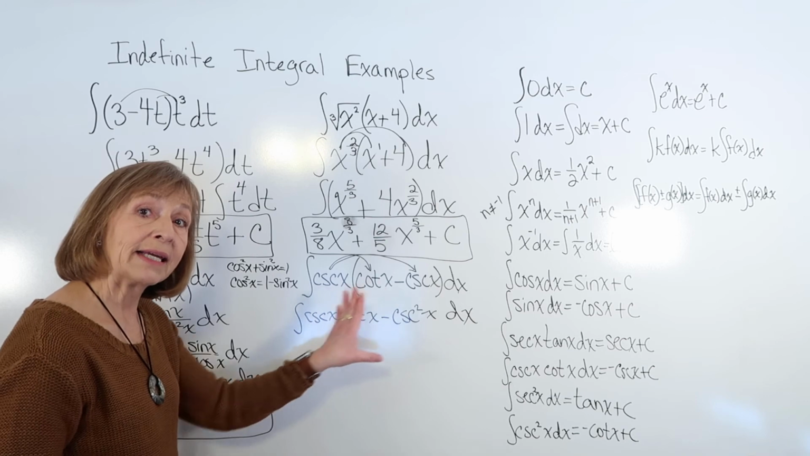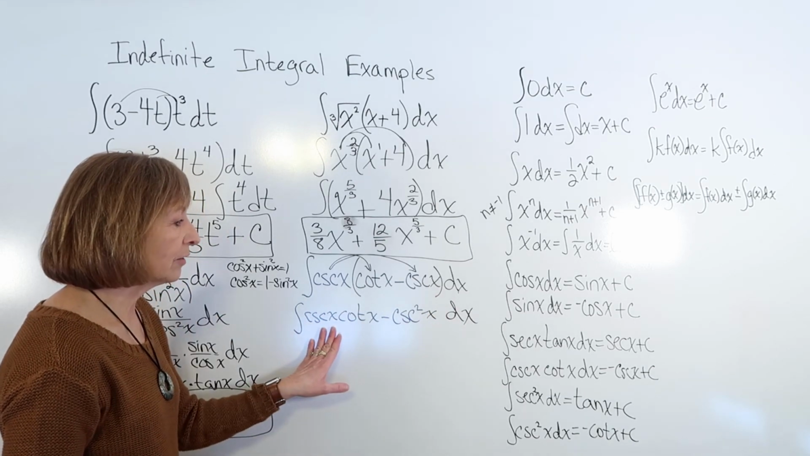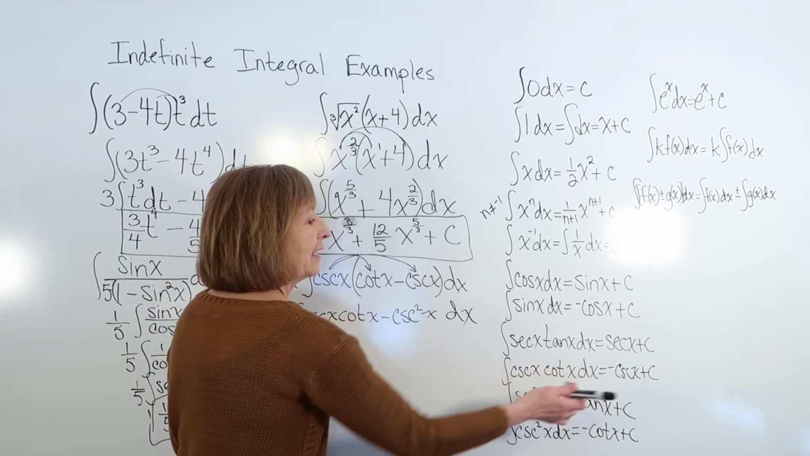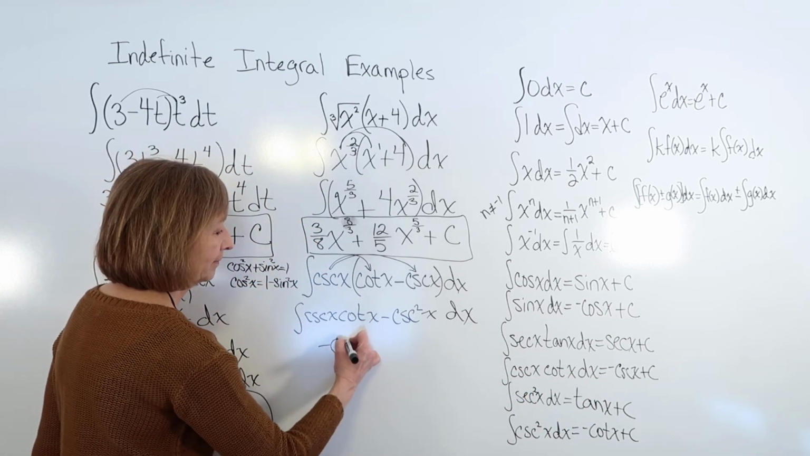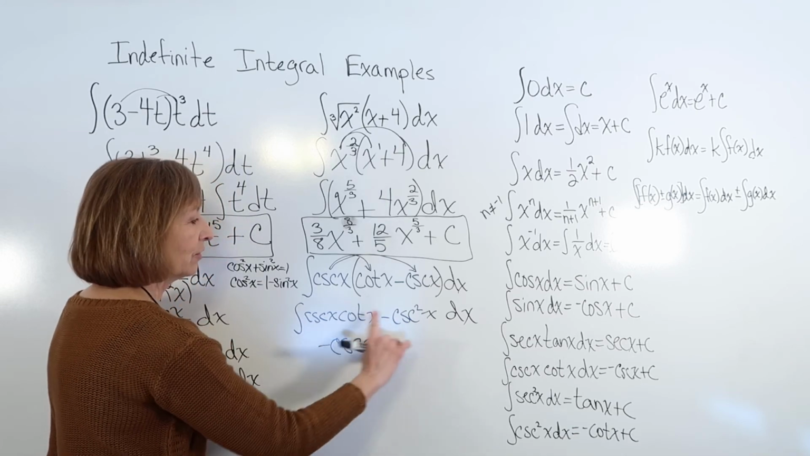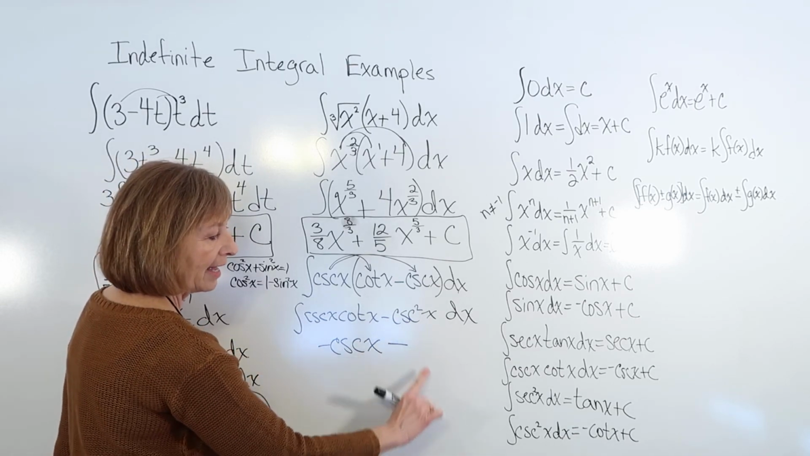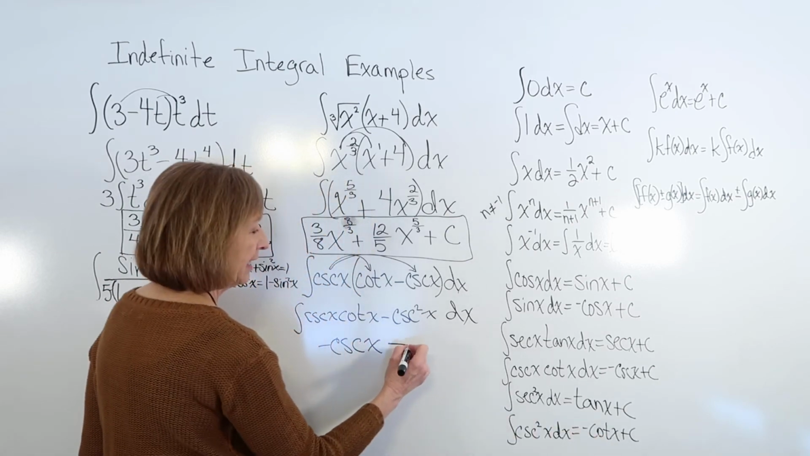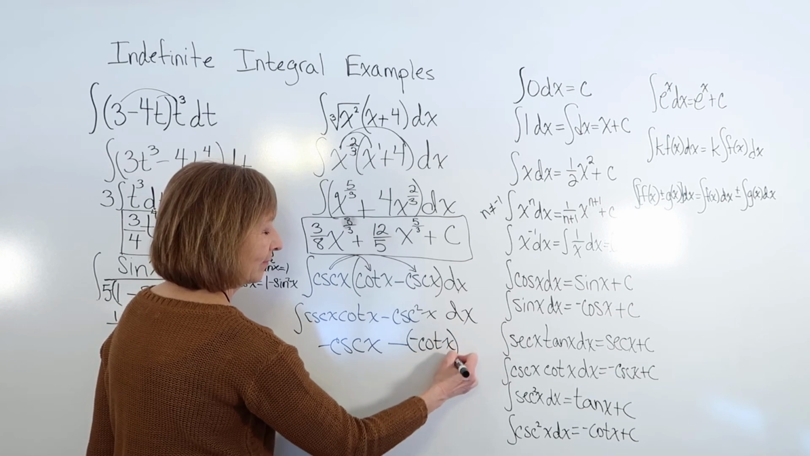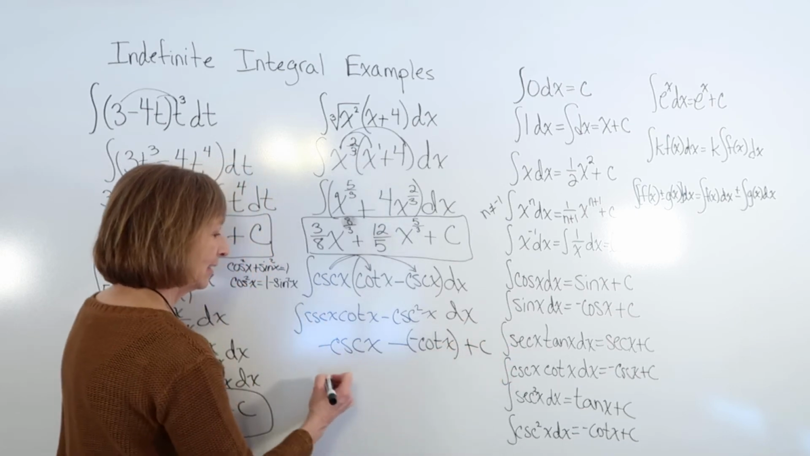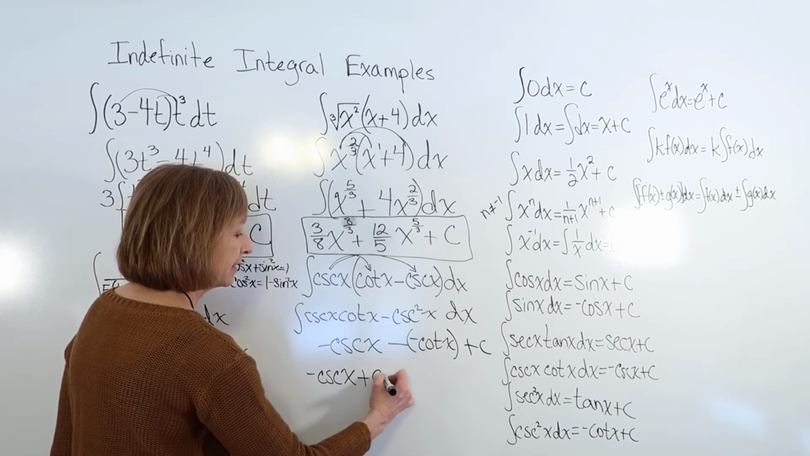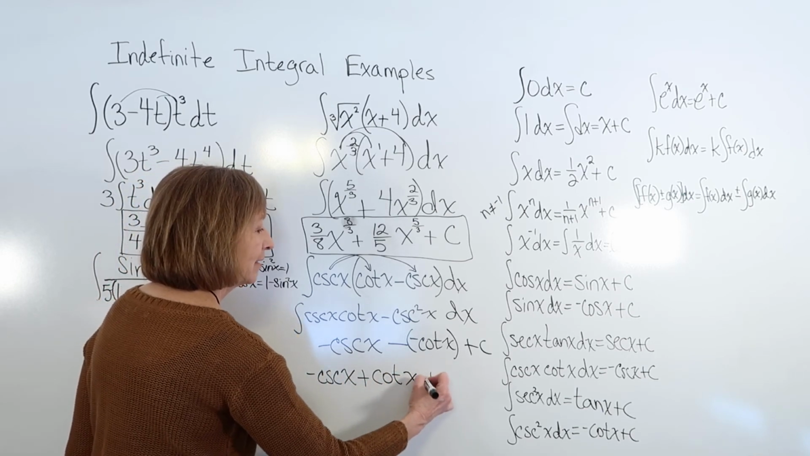And remembering now I can integrate term by term. The integral of cosecant x cotangent x dx is negative cosecant x. Then minus the integral of cosecant squared x is negative cotangent x. And then plus c. So this gives me negative cosecant x plus cotangent x plus c.